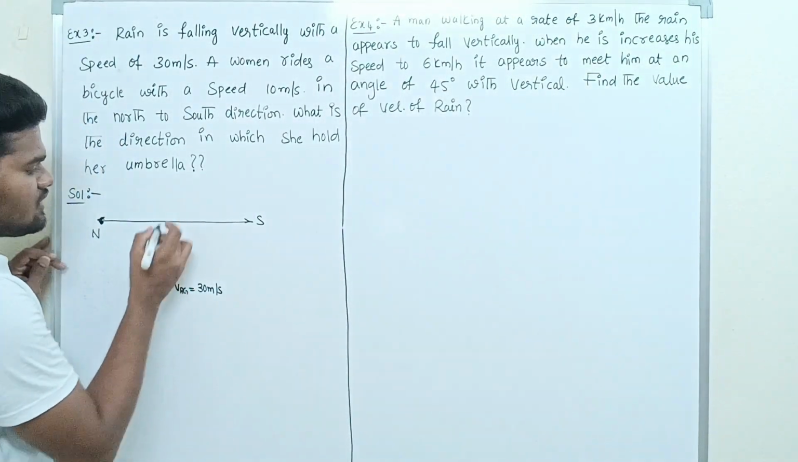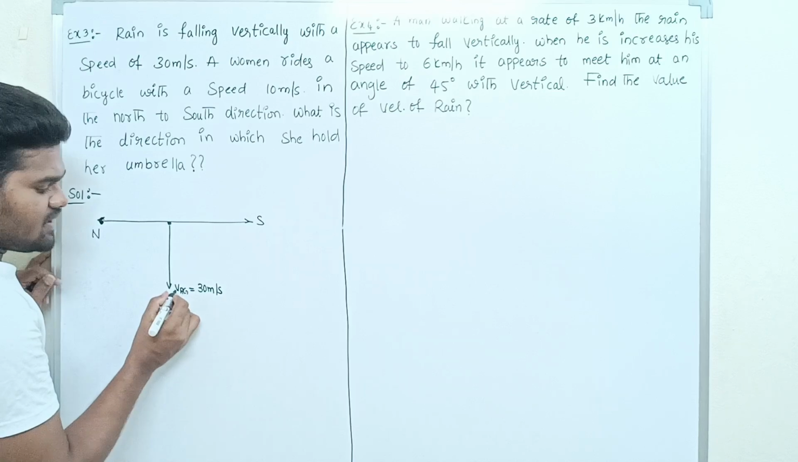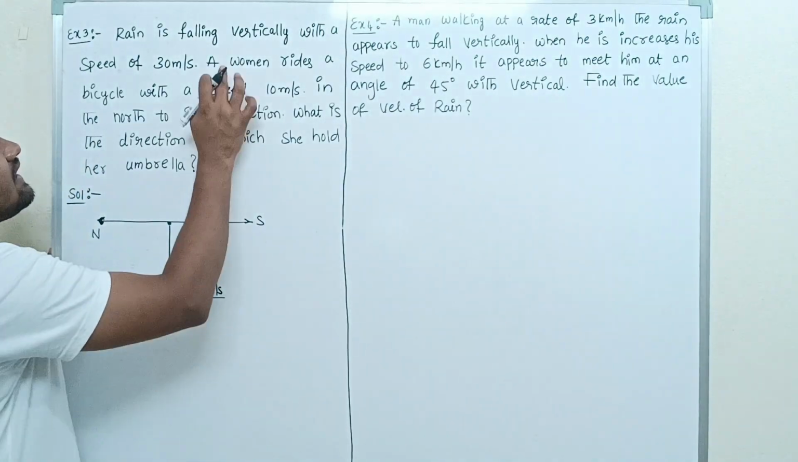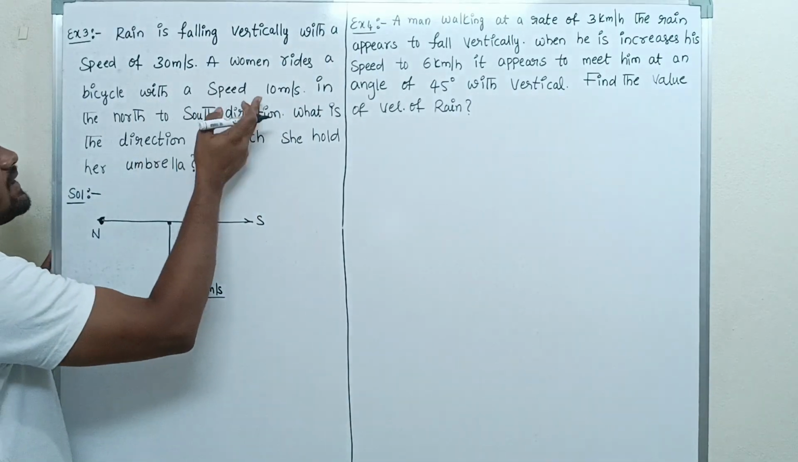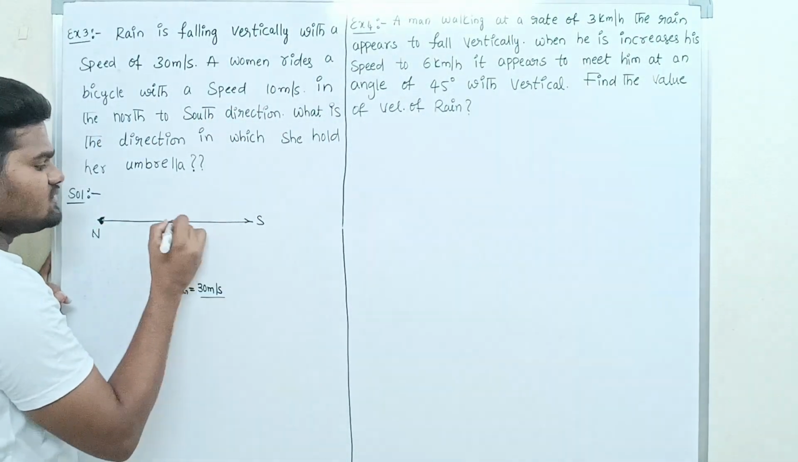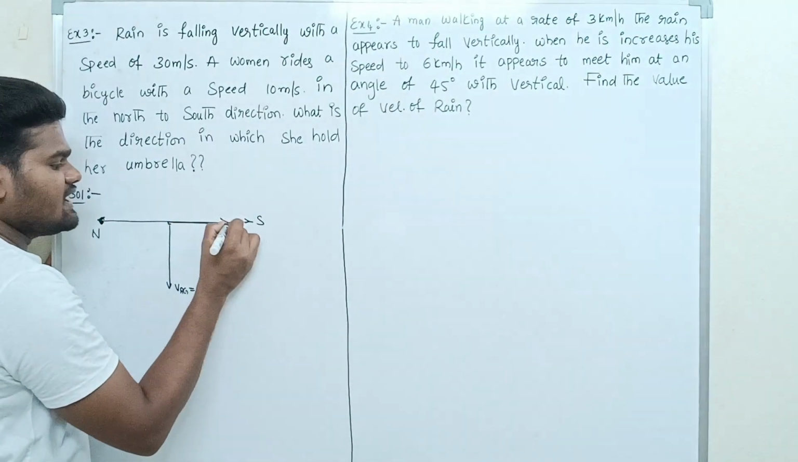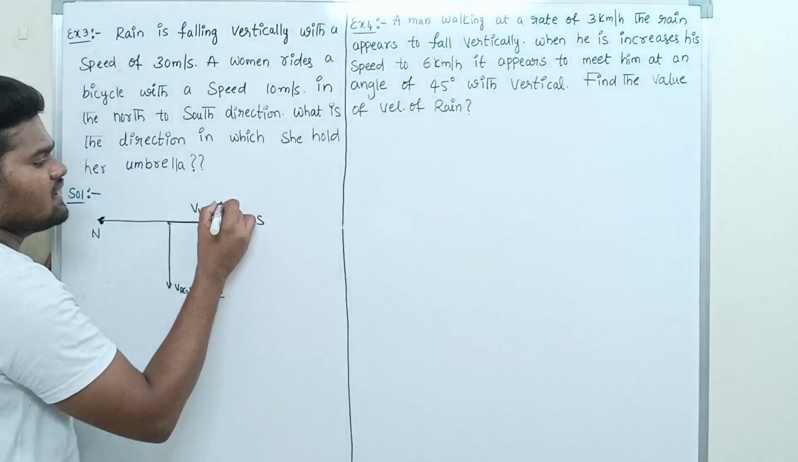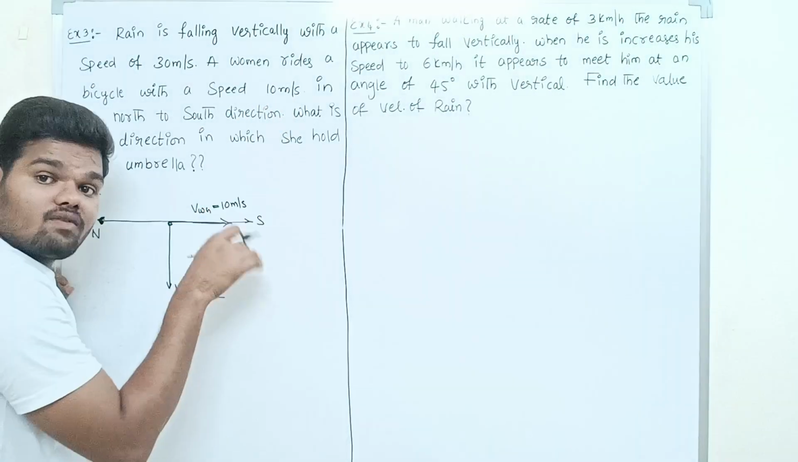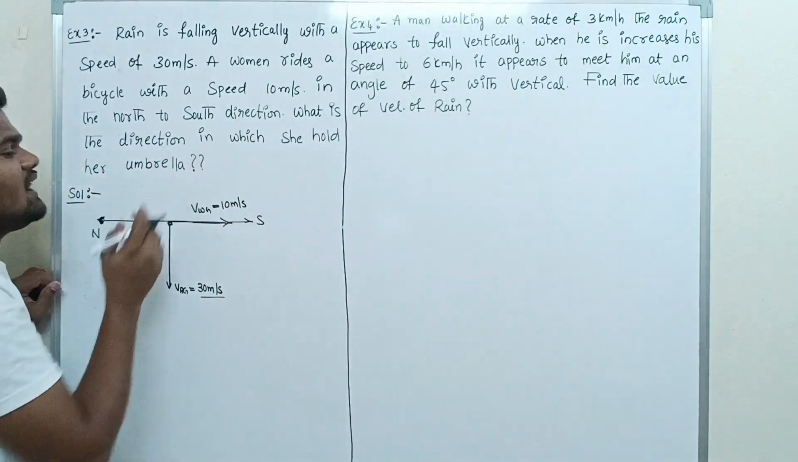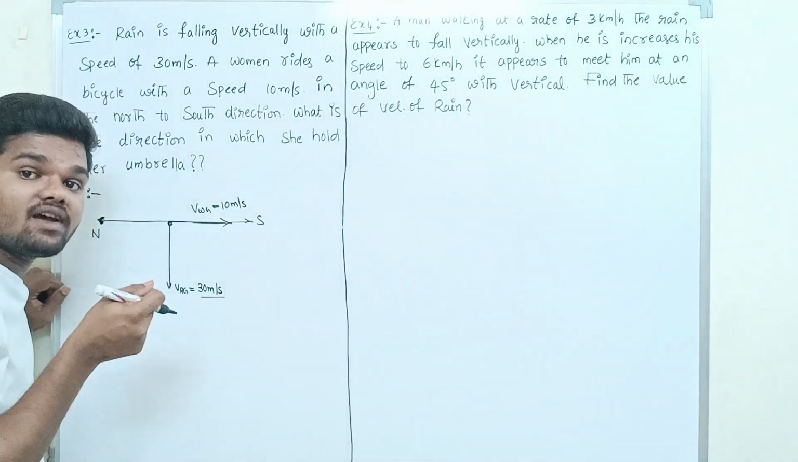Okay, sir. Now, the rain is falling vertically with a velocity of rain with respect to ground. How much? 30 meters per second. And a woman rides a bicycle with a speed of 10 meters per second in the north to south direction. That means in this direction, the velocity of woman with respect to ground is how much? 10 meters per second. What do we have to find? The direction in which she holds her umbrella.